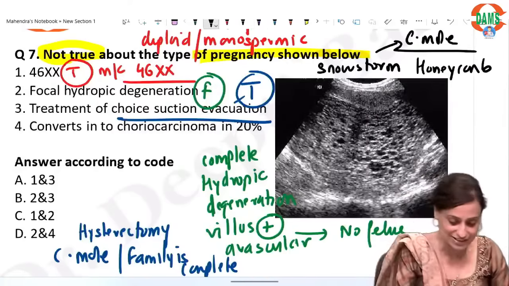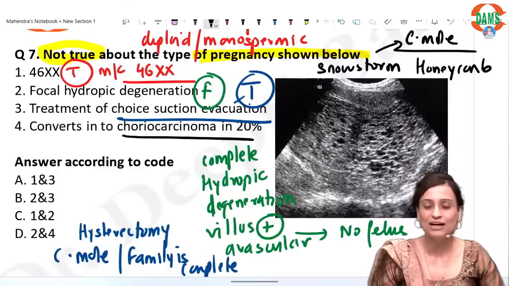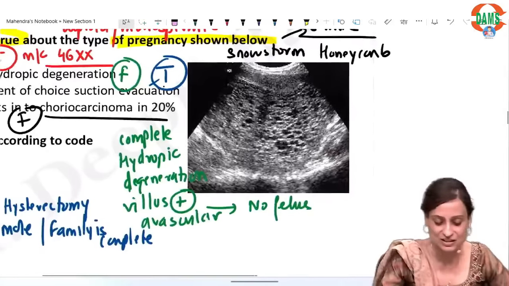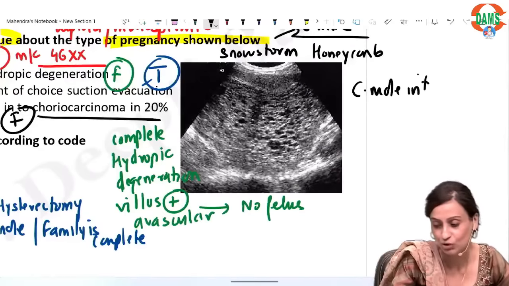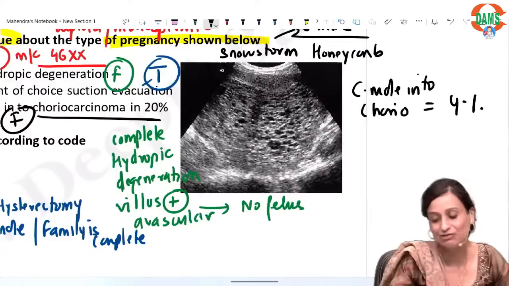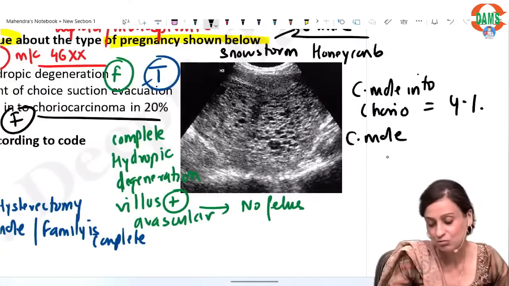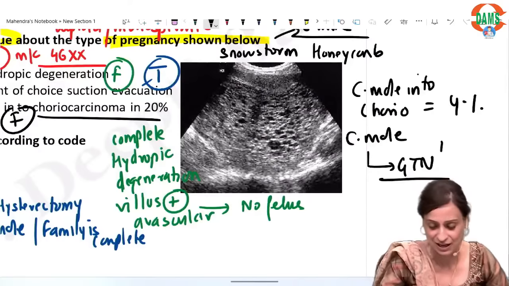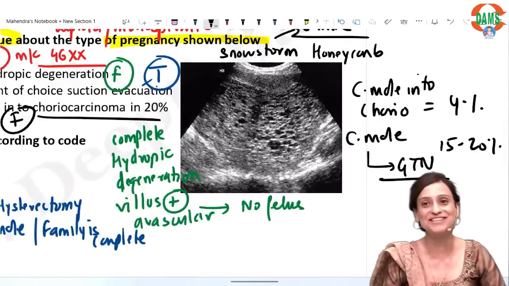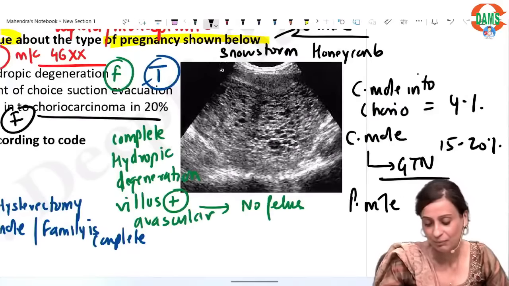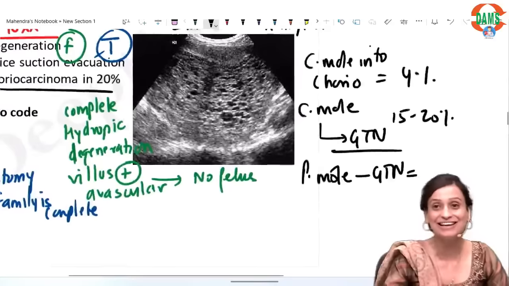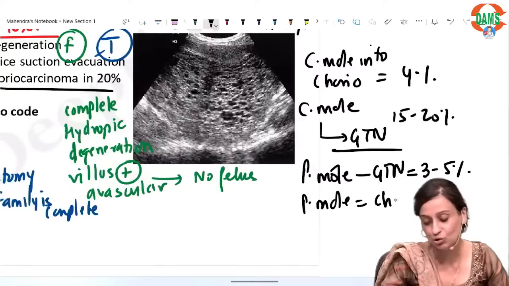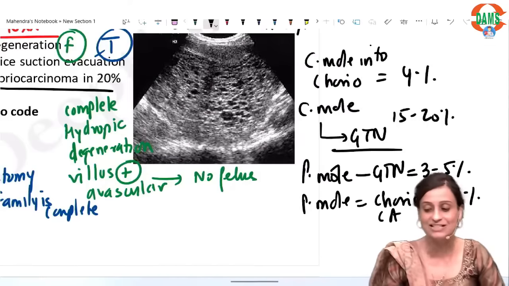What about option number four? Is it true? Converts into choriocarcinoma in 20%? No, this is a false statement. What is the risk of conversion of complete mole into choriocarcinoma? This is 4%. The risk of complete mole converting into GTN, gestational trophoblastic neoplasia, is 15 to 20%. Okay, partial mole, remember, for conversion into GTN is around 3 to 5%. And partial mole converting into choriocarcinoma is negligible, less than 1%.